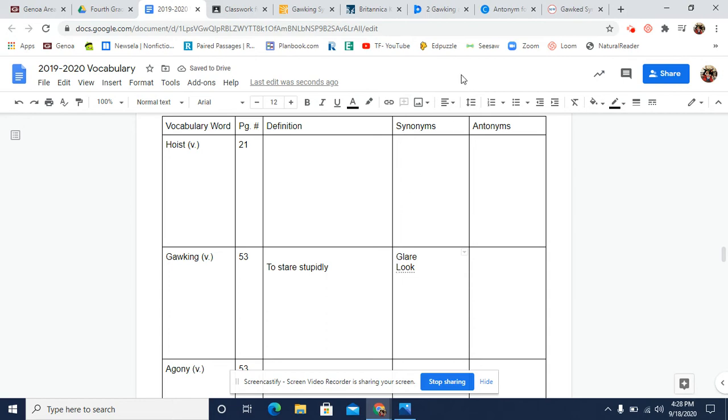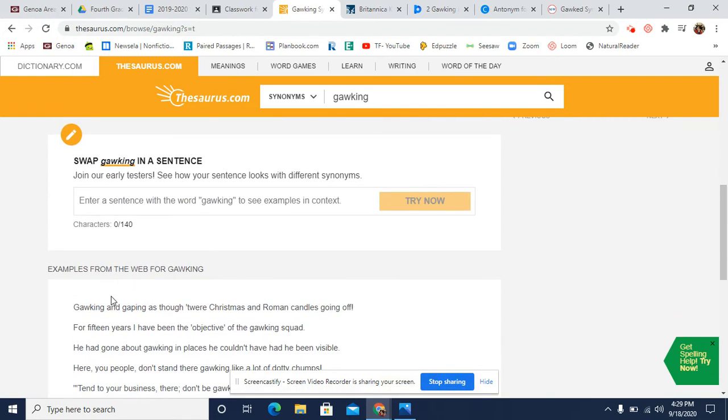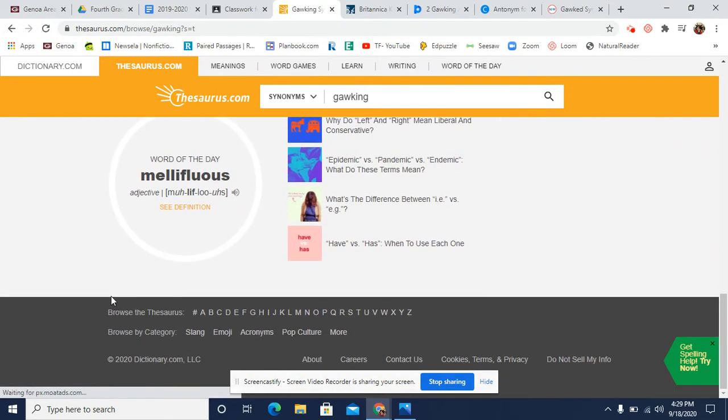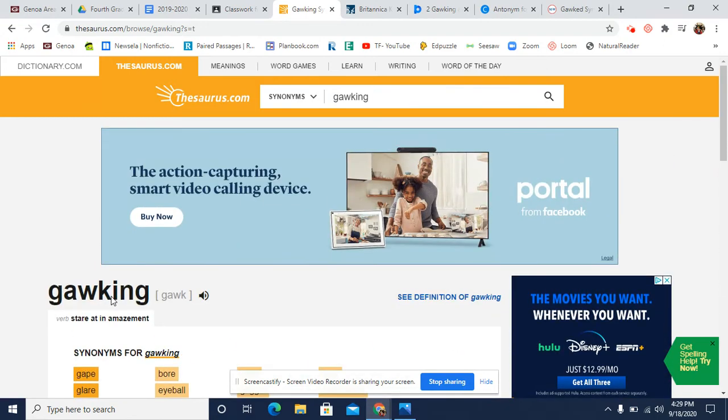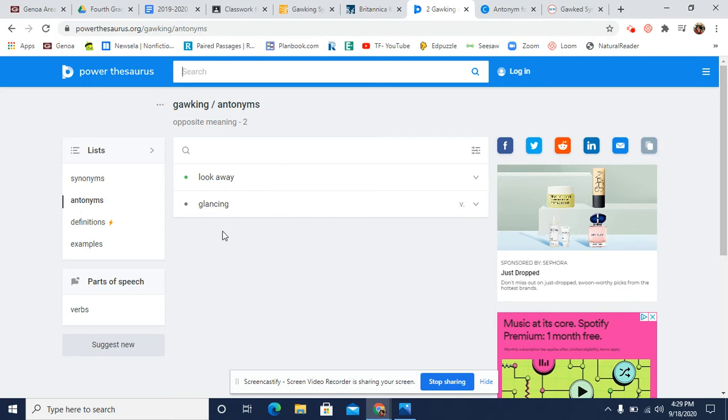Okay. Now let's find the antonyms. So like I told you before, you just scroll down. But for this, if you scroll down, there is nothing. There are no antonyms. So what I do is I then just Google antonyms for gawking, right? So when I do that, I got this one, and it says gawking antonyms. This opposite meaning. There's two of them. Look away or glancing. So look away, instead of staring at someone, you're looking away. Or instead of just like staring, continually staring, it's just like a quick glance. Okay, so those ones are good.